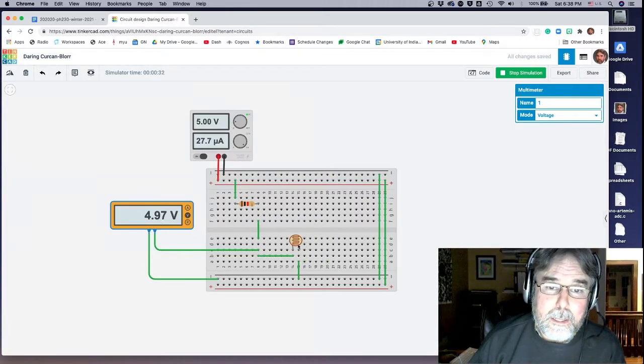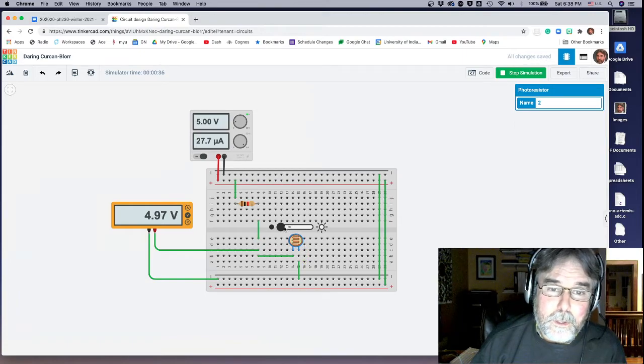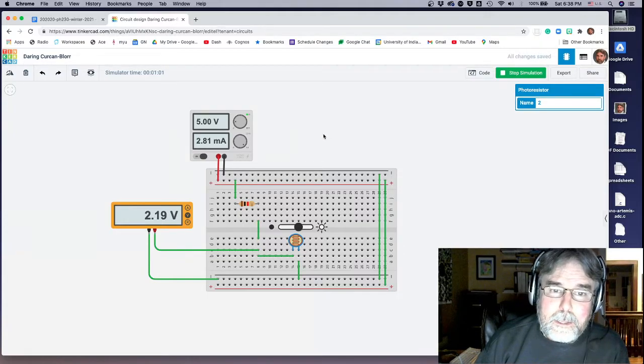Now, in Tinkercad, you can adjust the amount of light landing on the photoresistor by dialing this little slider here, and you can see that now I've only got 2 volts, so that means there's almost 3 volts drop between 5 volts and 2.19. That 3 volt drop is because I've now got almost 3 milliamps flowing through a 1,000 ohm resistor, which works out to be about 3 volts. So this should all sort of make sense.